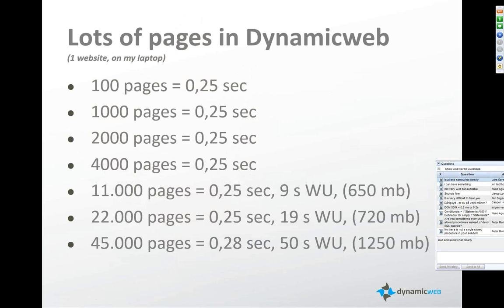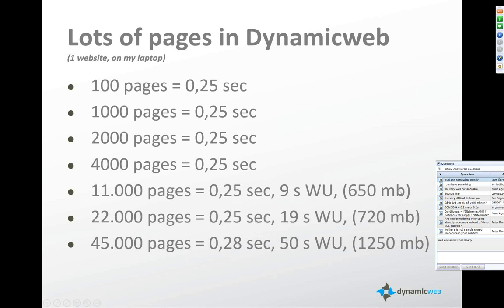And you can see we have pretty much flat rate on the front-end execution up until 22,000 pages, and then things are starting to happen. First of all, we have this 9 seconds warm-up. That means when you add new pages into Dynamicweb or the web server restarts, all the pages which are cached in memory need to be recached or re-initialized, and it takes 9 seconds with 11,000 pages. It takes 19 seconds with 22,000 pages.